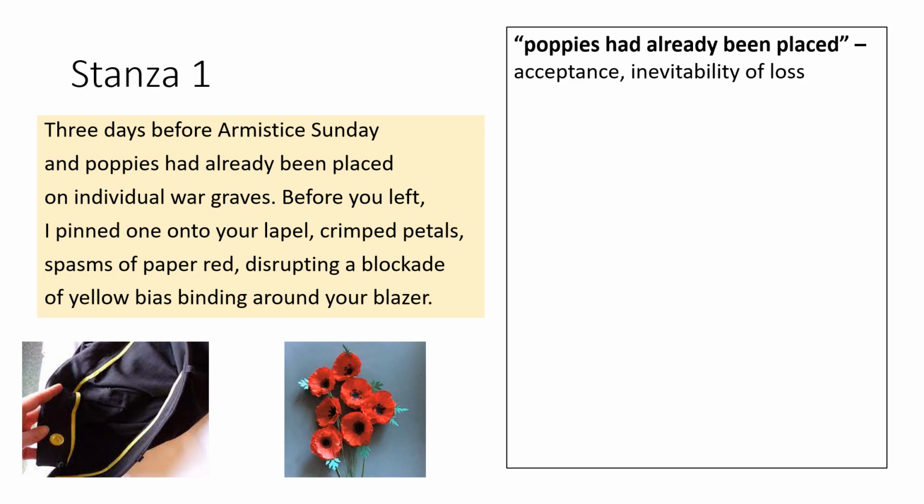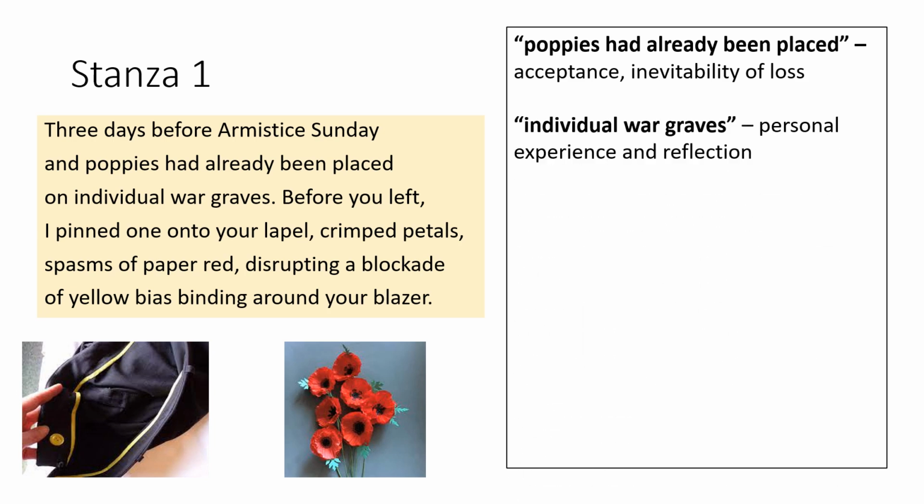This is a poem about the inevitability of loss and the loss of a number of things, the loss of a son, who's gone off to fight. It's never clear whether the son has died in conflict. Actually, that's never made explicitly clear, but either died in conflict or is gone off to fight somewhere else. So she's lost him either way, and also the loss of her role as a mother. But there's something of an inevitability about that at the start of this poem. "On individual war graves," this is a personal experience and a personal reflection.